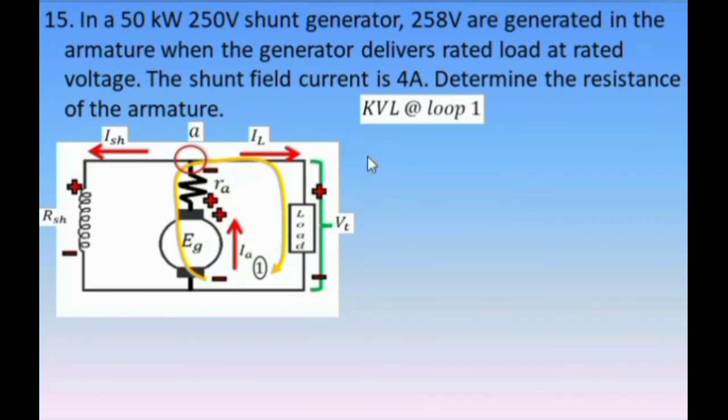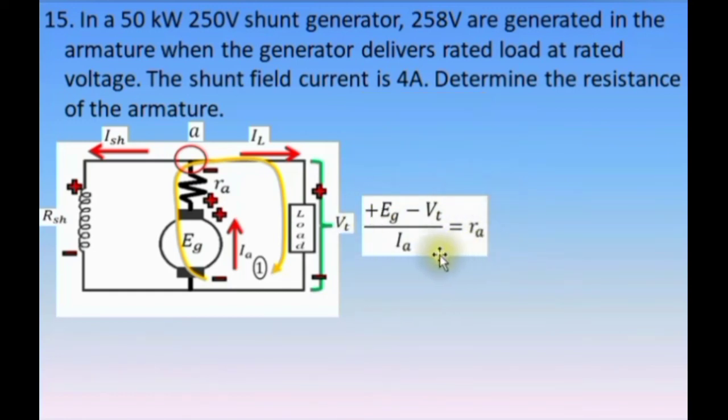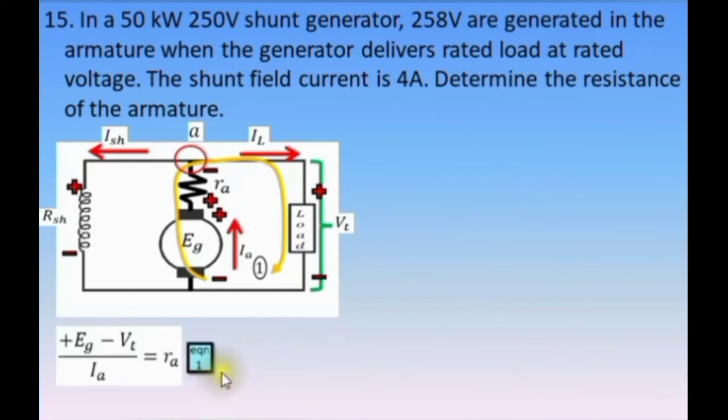First, let's establish an equation in loop number 1. Positive EG minus IARA minus VT equals 0. The required variable is the resistance RA. So we transpose negative IARA to the other side of the equation. Therefore, we have positive EG minus VT equals positive IARA. Cross multiplying IA to the other side of the equation, we have EG minus VT divided by IA equals the armature circuit resistance. So this is the equation that we will be using to determine the armature circuit resistance. Let's say that this is equation number 1.